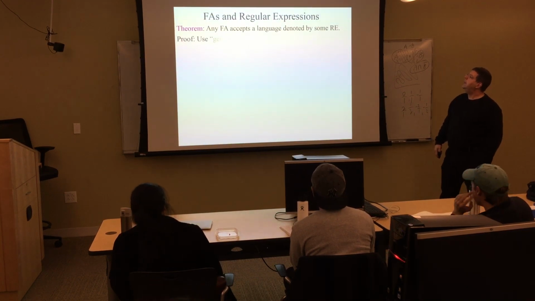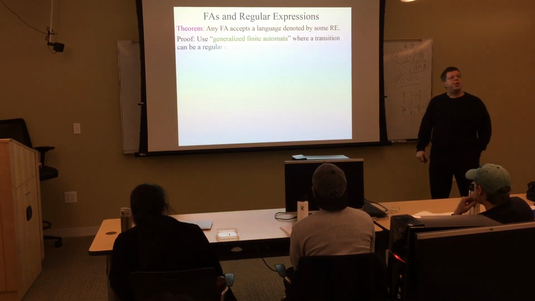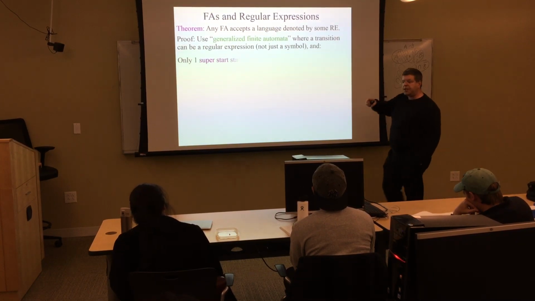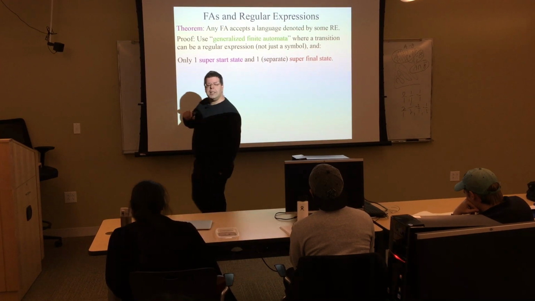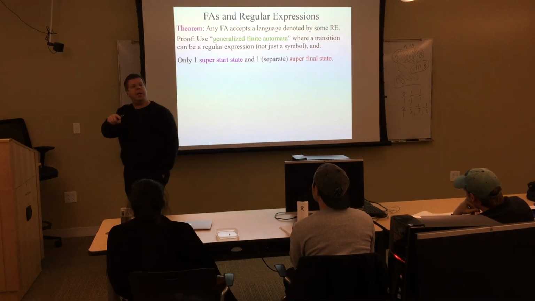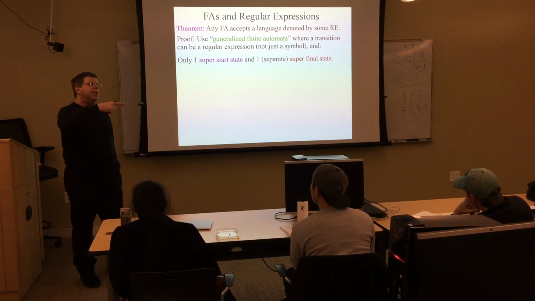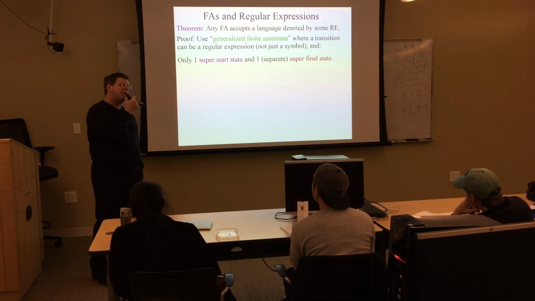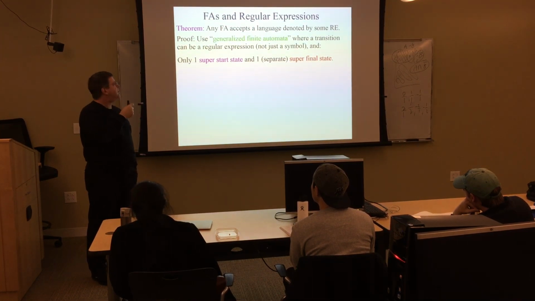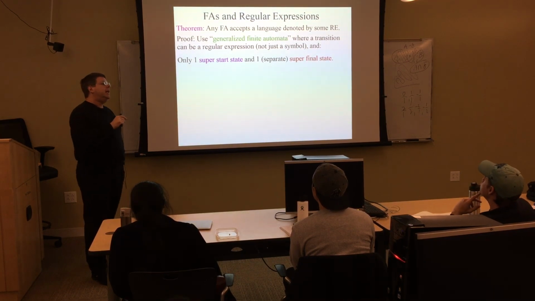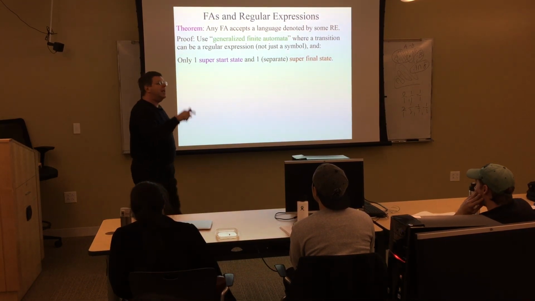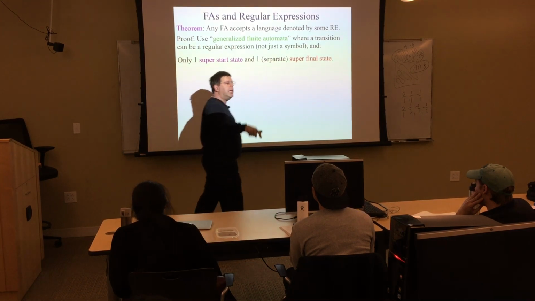Now, so far we've shown that every regular expression has a finite automata that recognizes the same language denoted by that regular expression. That's one direction. Now we're about to prove the opposite direction. The opposite direction is trickier. The opposite direction is whenever you have a finite automata, there is some regular expression that denotes the same language accepted by that finite automata.